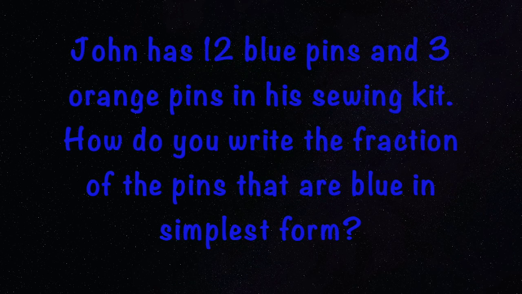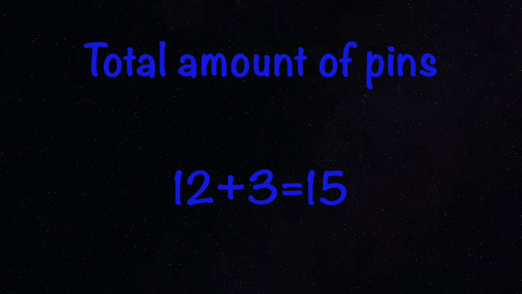Now here's a trick question for you. John has 12 blue pins and 3 orange pins in his sewing kit. How do you write the fraction of the pins that are blue in the simplest form? How many pins are there in total? There are 12 plus 3 pins, so that means there are 15 pins. The 15 pins becomes the denominator. Now we're trying to find out how many pins are blue. So therefore, if there are 12 blue pins, we would have to put 12 as the numerator.